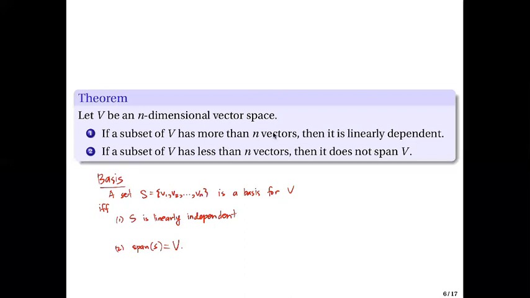So S has n vectors. If you have more, then definitely that set with more than n vectors will be linearly dependent. And if you are missing some elements, if you have fewer elements than the set S, then it cannot span the vector space V. So we will not prove this. Just remember these two statements.